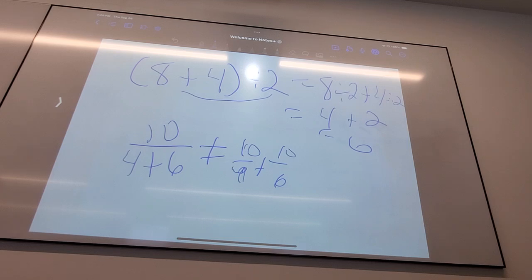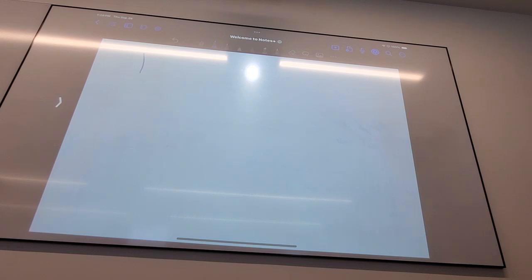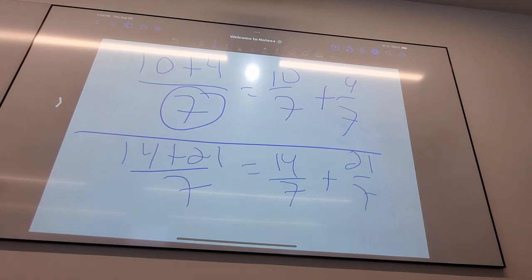But if I have 10 plus 4 divided by 7, I can break that up if I wanted to, and that will work. So as long as the bottom is one term. Of course I picked a bad example, let me pick some better numbers. 14 plus 21 divided by 7 is the same thing as 14 divided by 7 plus 21 divided by 7. You guys cool with that? You've done that kind of thing before with fractions. If the bottom is one term, I can break a fraction up.